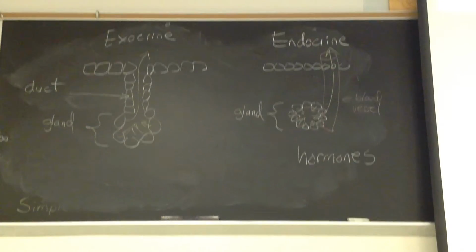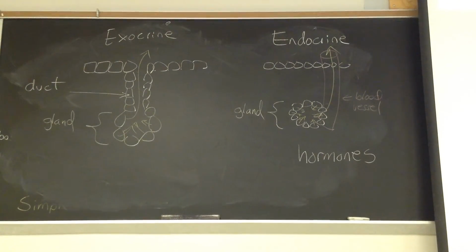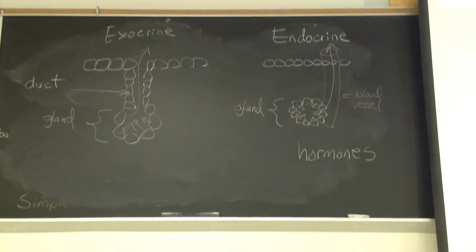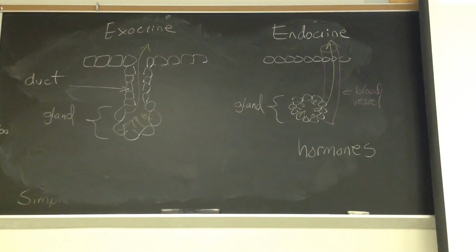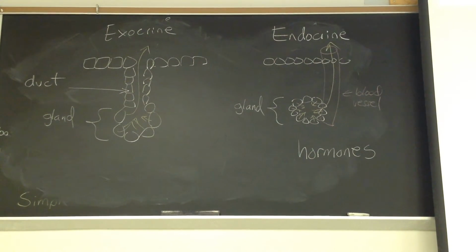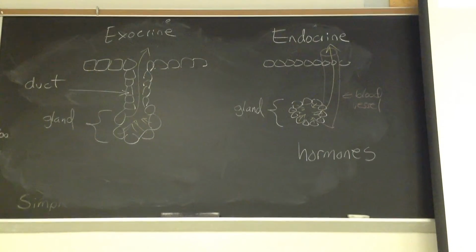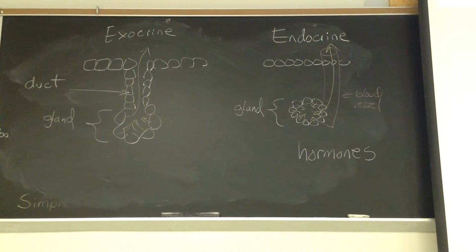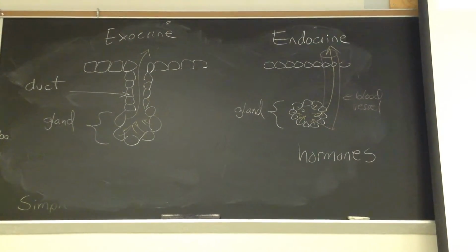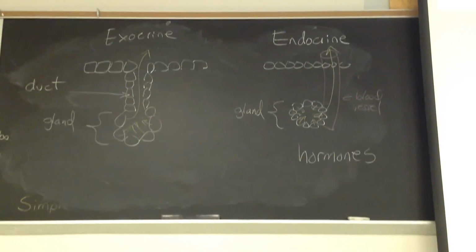Let's see some examples of endocrine and exocrine here. Here's skin, and you can see a sweat gland. I've outlined it in black a bit here. The main secretory portion of the gland is down here. You can see a little bit of a duct leading up to the surface. That's an exocrine gland. So that's a good example of exocrine right there.